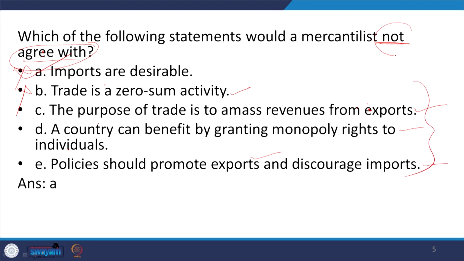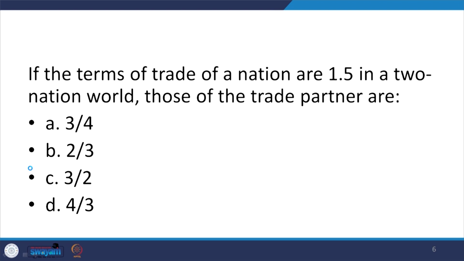But here we are asking not agreeing. So, imports are desirable, which they did not agree with. Therefore, A is the right answer. Okay, so mark carefully, initially I thought it is agree with, but actually the question asked for where they did not agree with. So, A is the answer here.